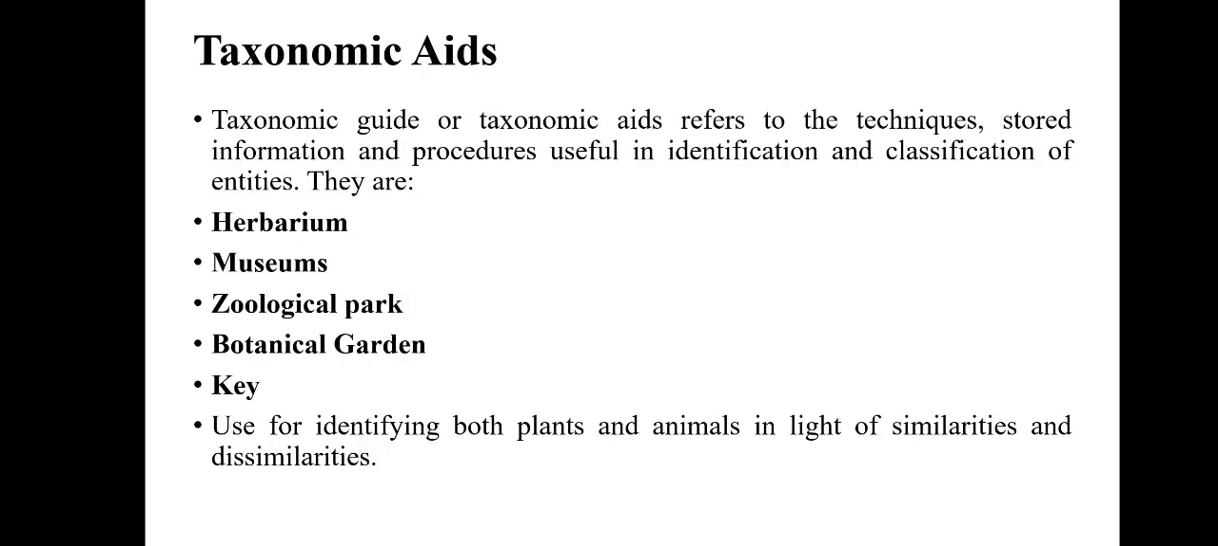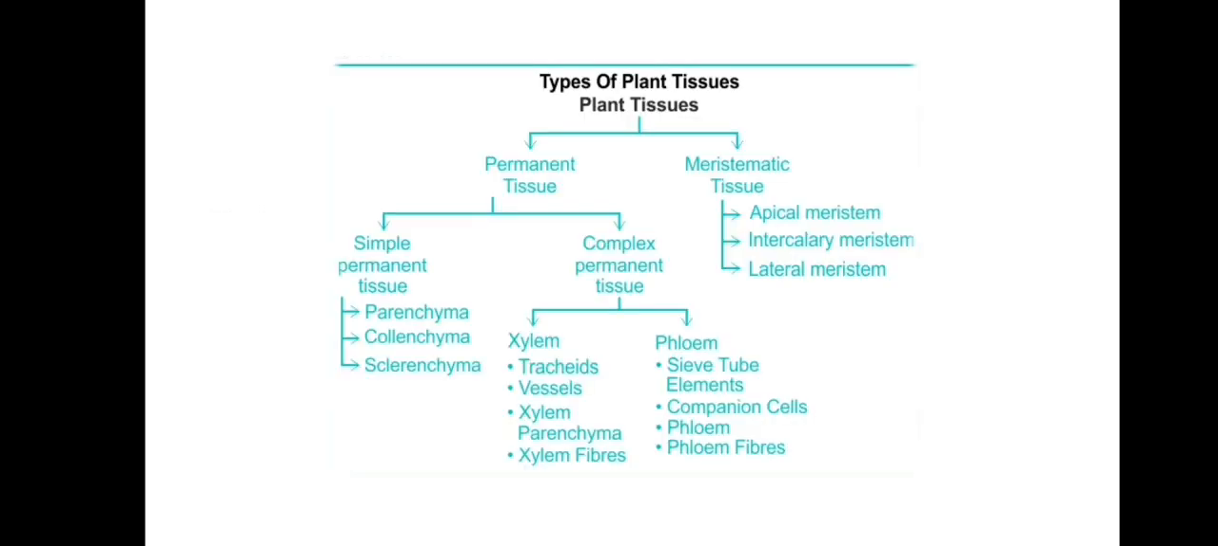Next, the taxonomic aids which help us to study taxonomy, like herbarium, where we preserve the plants, then museum, zoological park, botanical gardens. Then keys are used to identify plants and animals in light of their similarities and dissimilarities. So these are different important points which are present in your first chapter.